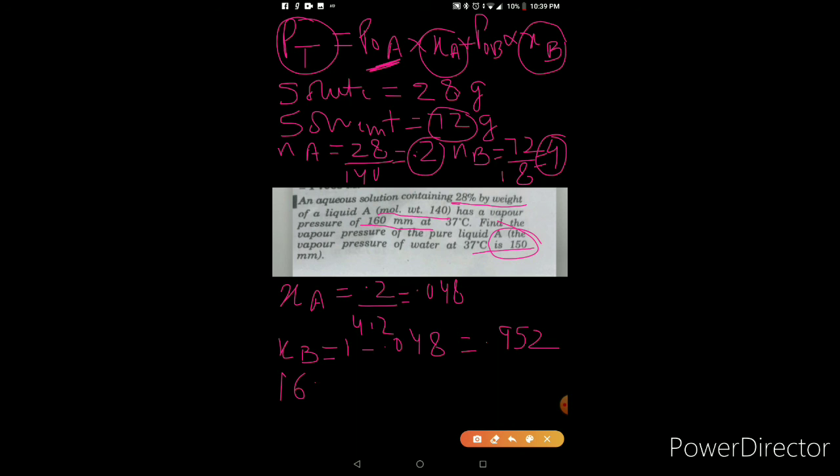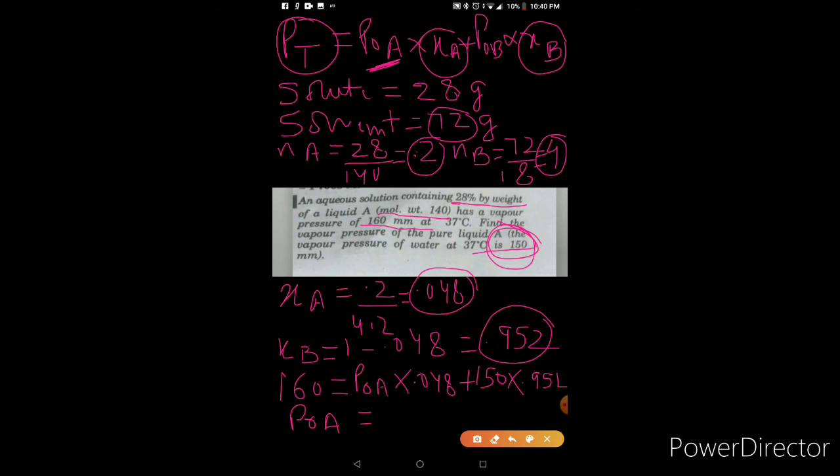So we can apply this formula. P total is 160, which is equal to P naught A, which we have to find, the solute's P naught, times the mole fraction of the A component, which we just found to be 0.048, plus P naught B, mentioned in the question itself as 150, times the mole fraction of water, that is 0.952. So on solving this, P naught A comes out to be 358.3 mm.